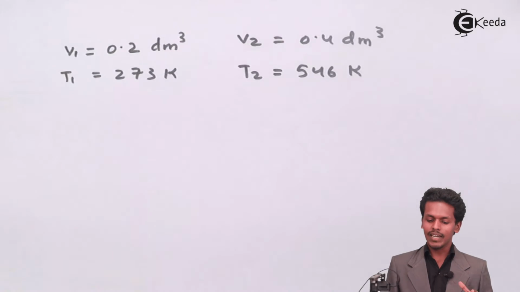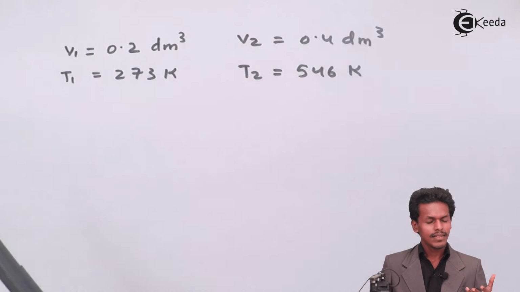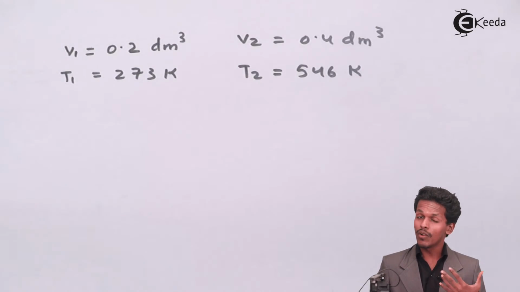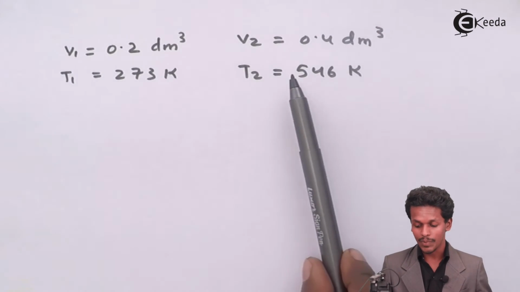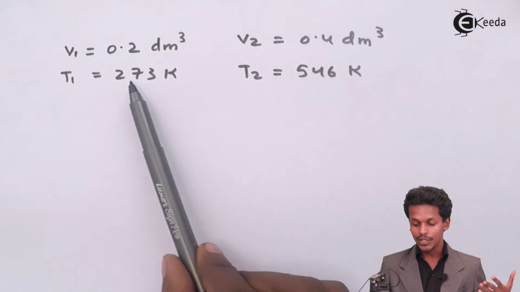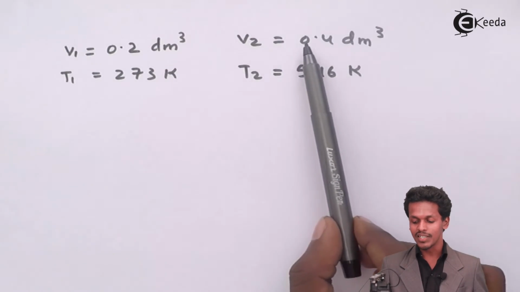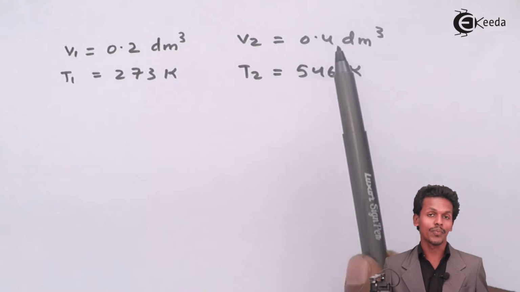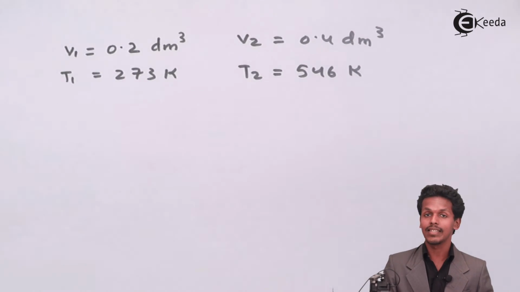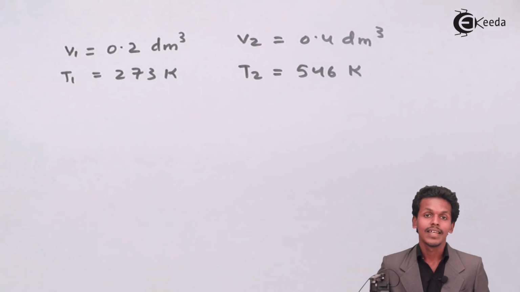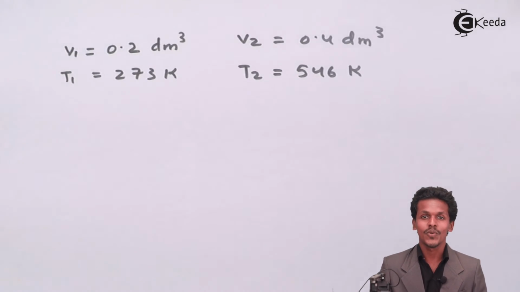Suppose when the volume is 0.2 and the temperature is 273 Kelvin, I increase the temperature to double the initial one, from 273 to 546. I find that the volume also increases from 0.2 to 0.4. So the volume increases if the temperature is increasing. This clearly shows that this gas is following Charles law during this expansion. So this was very simple.